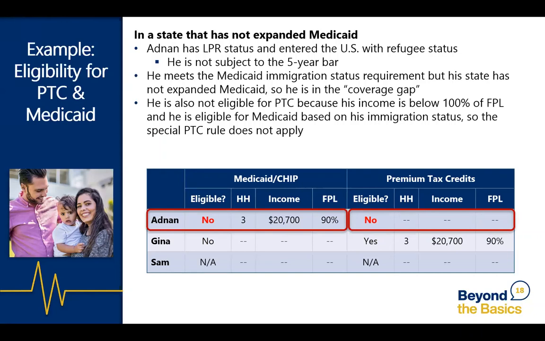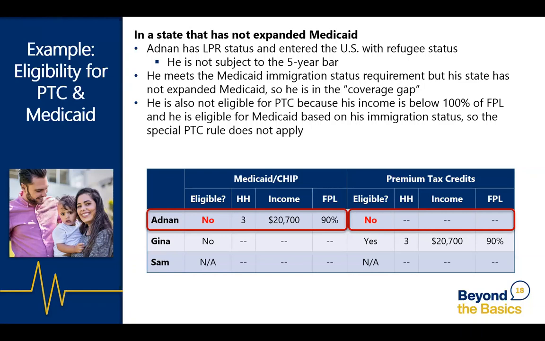So in this slide, we have Adnan, who is a lawful permanent resident, and he entered as a refugee. He's not subject to the 5-year bar, right? He meets the Medicaid immigration status requirement, but his state has not expanded Medicaid. So he actually is in the coverage gap. And he is not eligible for premium tax credits because his income is below 100% of the federal poverty line.